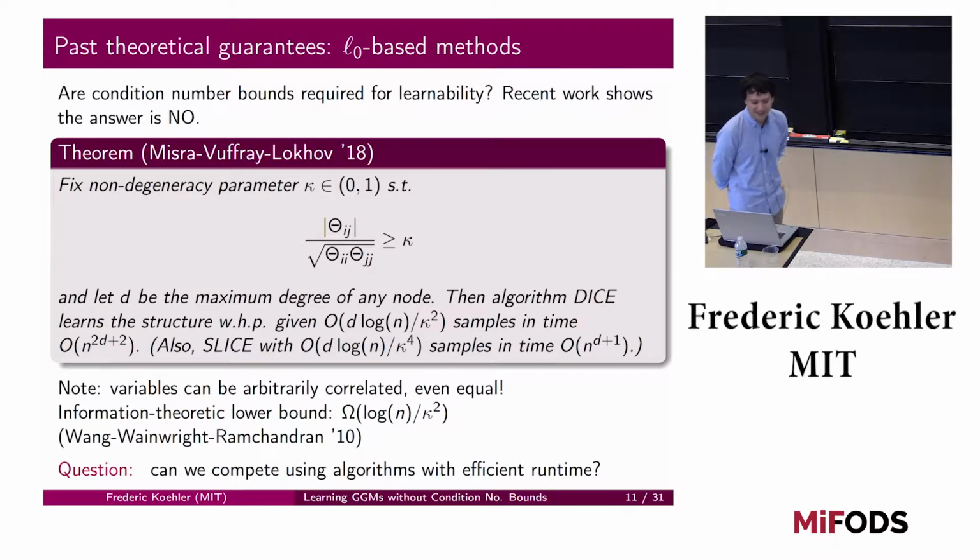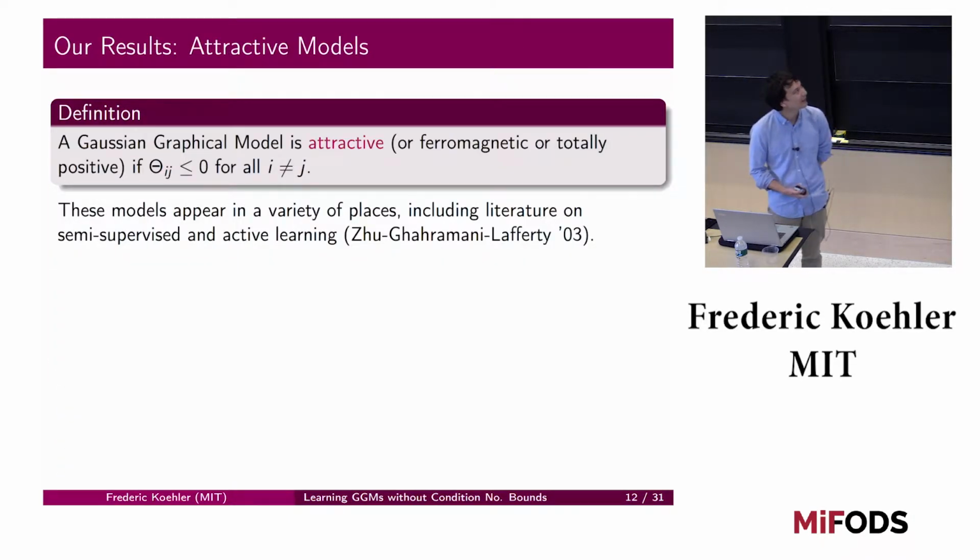And this is close to matching the information theoretic lower bound, which is big omega of log n over kappa squared. And so the remaining question after their work is, can we compete with this guarantee, but using algorithms that run in a time that's not exponential in d? And that's what I'd like to talk about today.